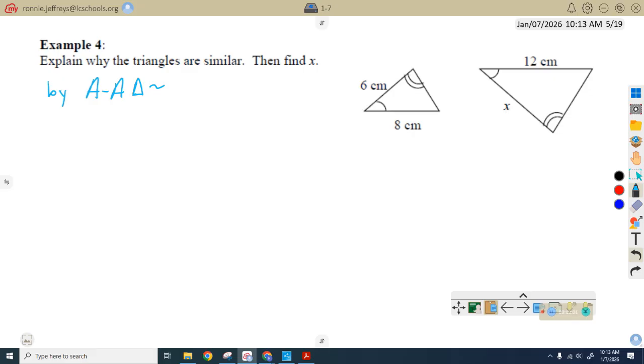Now it says to find x. Here's where, when they're not set up in the same orientation, that can be bad. Let's look over here at this 6 centimeter. It's between the 1 arc and the 2 arc. The only other measurement between the 1 and the 2 is x. So it's going to be 6 over x. And then the other one has to be 8 over 12. That's one of those using context clues things.